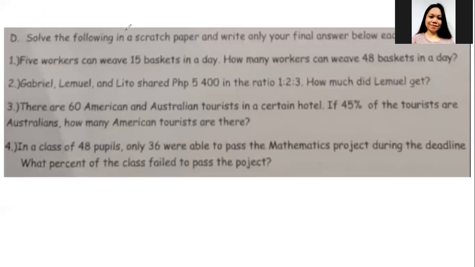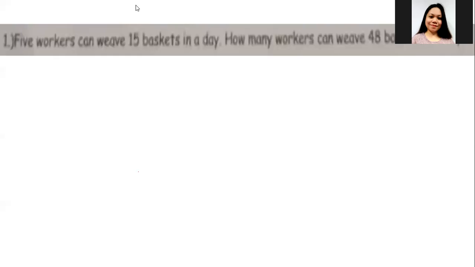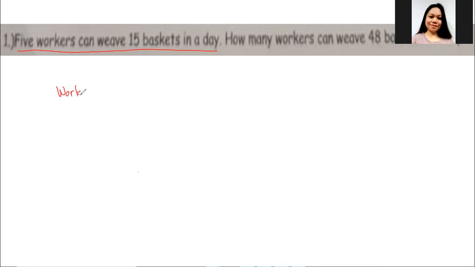Okay, let's answer the first one. It says 5 workers can weave 15 baskets in a day. So from this first statement, there are 2 things that are being compared. So you're comparing the number of workers to the number of baskets. I need you to remember that. So your workers is on top and the baskets is in the bottom, in the denominator of your ratio.